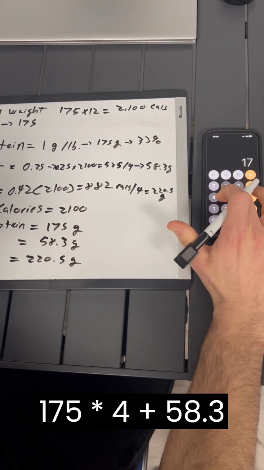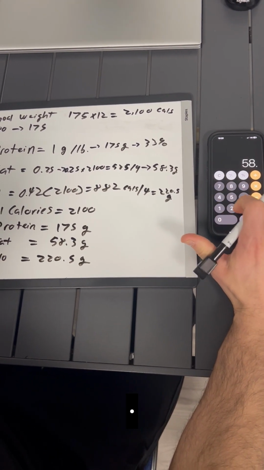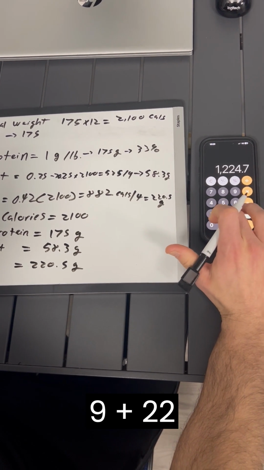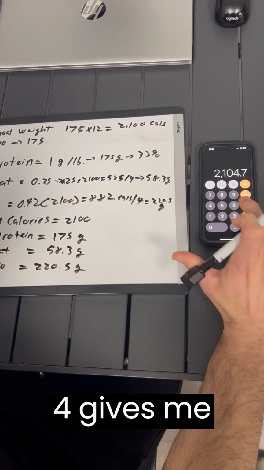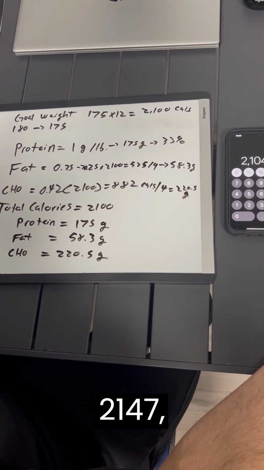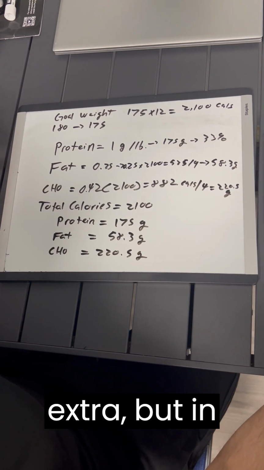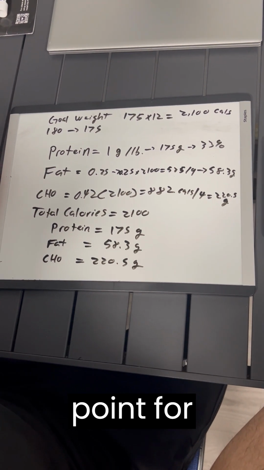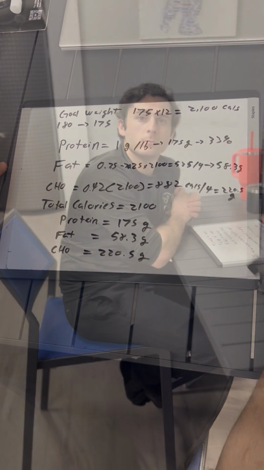So I'll take 175 times 4 plus 58.3 times 9 plus 220.5 times 4 gives me 2,147. So again, with the percentages and the decimals, it adds a little bit extra, but for the most part, this is going to give you a great starting point for where your total calories, protein, fat, and carbohydrates could be.